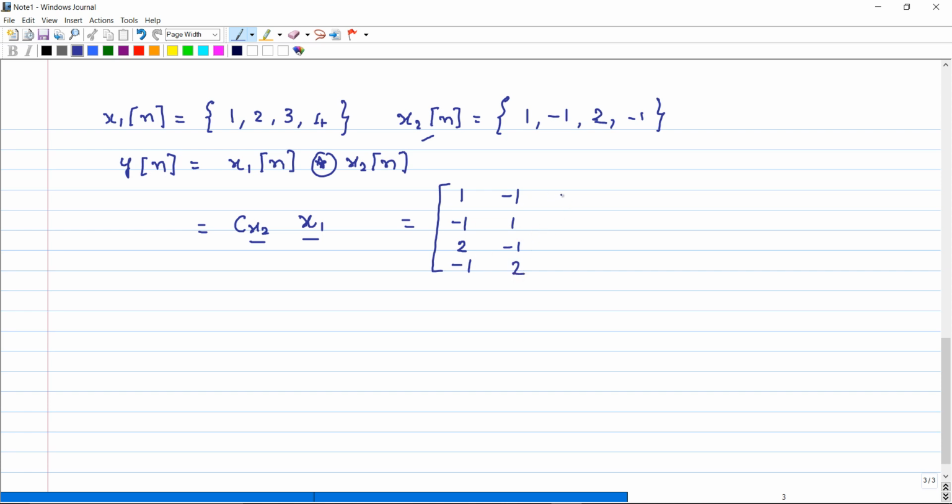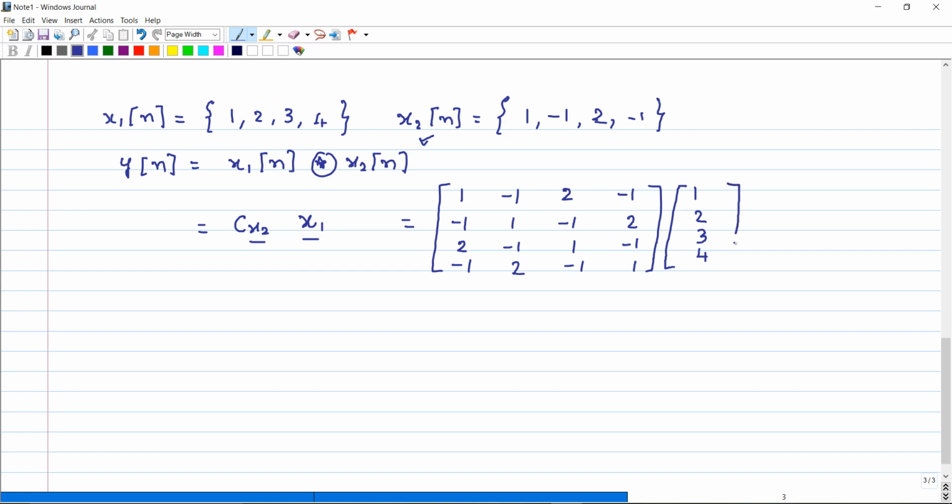And similarly, what will be the third column? That is one more circular shift of the second column by 1 unit, so that should be 2, -1, 1 and -1. And what is the final column? That would again be the circularly shifted third column by 1 unit, so that should be -1, 2, -1 and 1. So that is the circulant matrix constructed using the signal x2 of n. And this whole thing should be multiplied with our x1 of n, which is nothing but 1, 2, 3 and 4.